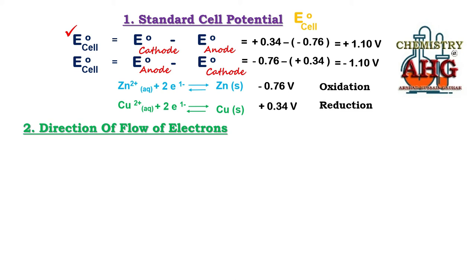Okay, moving on. Now once you have calculated the standard cell potential, you can also predict the direction of flow of electrons. It is very simple to remember.